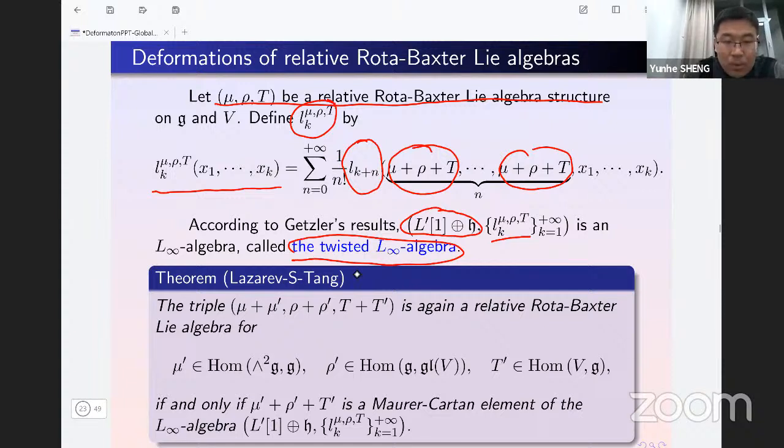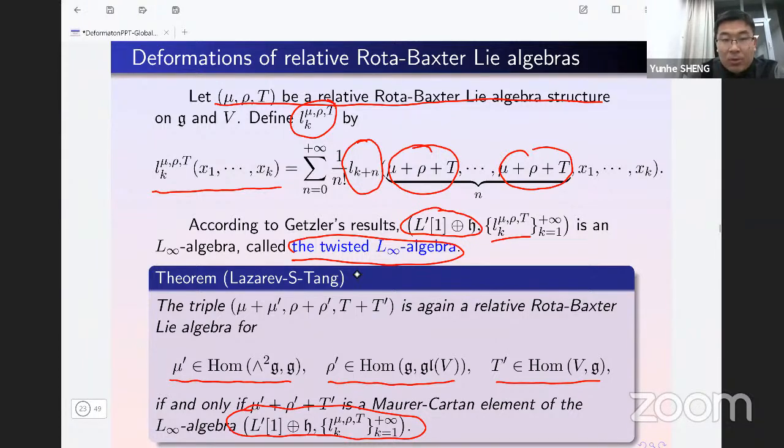So we obtain the following theorem. The triple (mu plus mu prime, rho plus rho prime, t plus t prime), where mu prime lives here, rho prime lives here, and t prime lives here, is again a relative Rota-Baxter Lie algebra if and only if mu prime plus rho prime plus t prime is a Maurer-Cartan element of the above twisted L infinity algebra. This means that this twisted L infinity algebra controls deformations of relative Rota-Baxter Lie algebras.